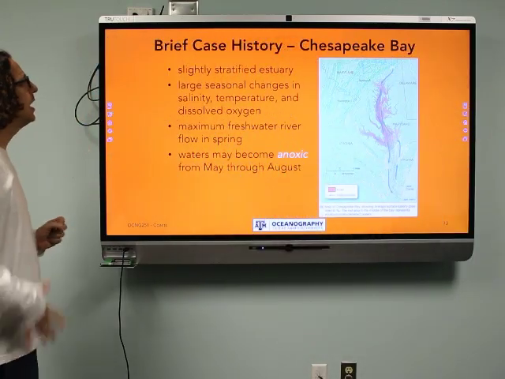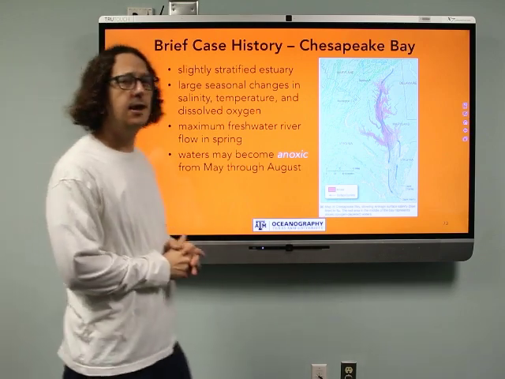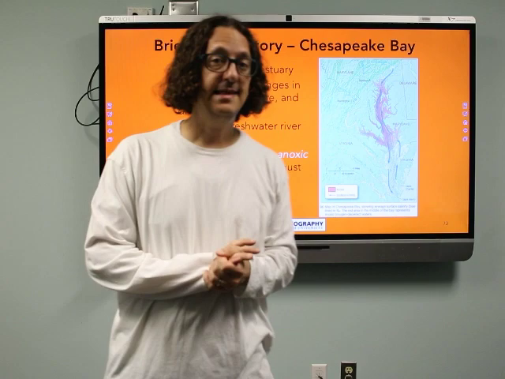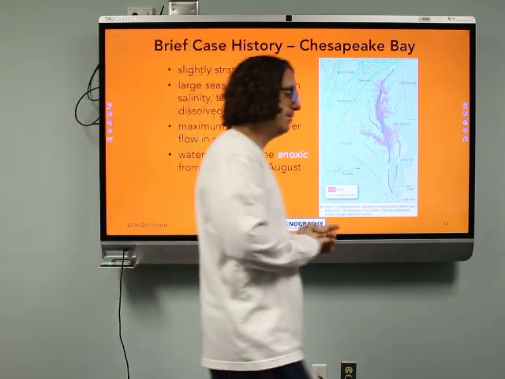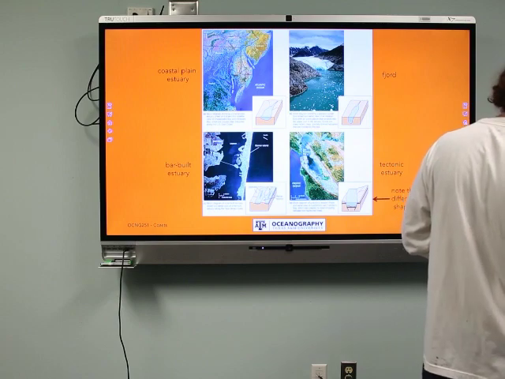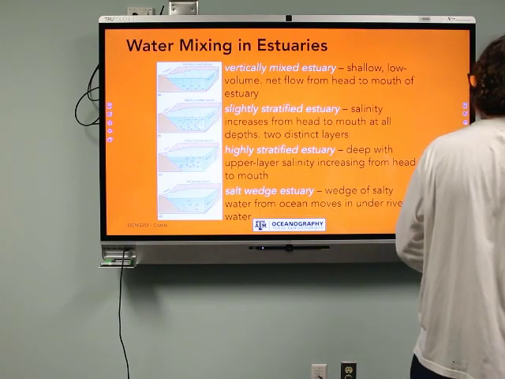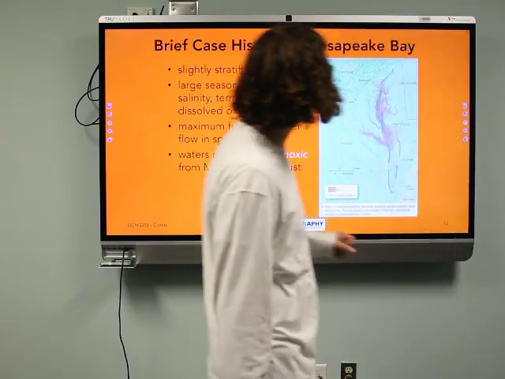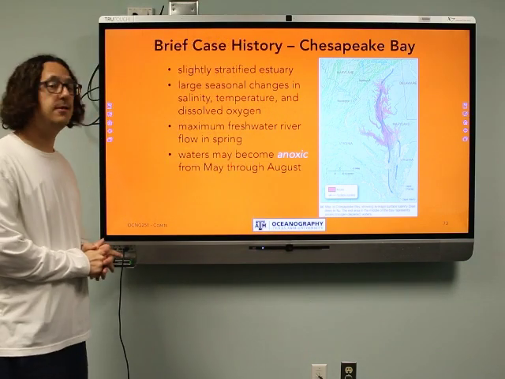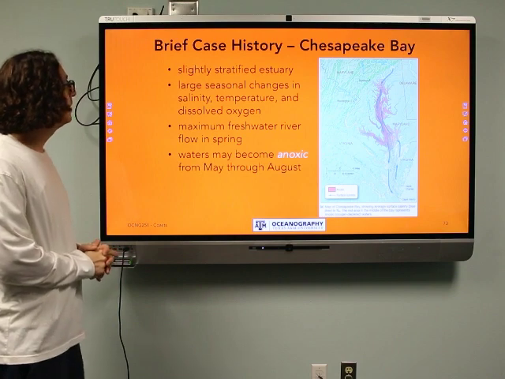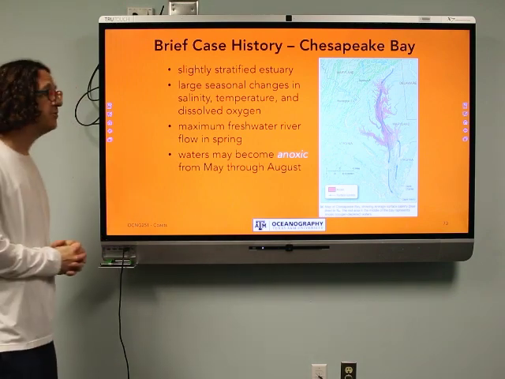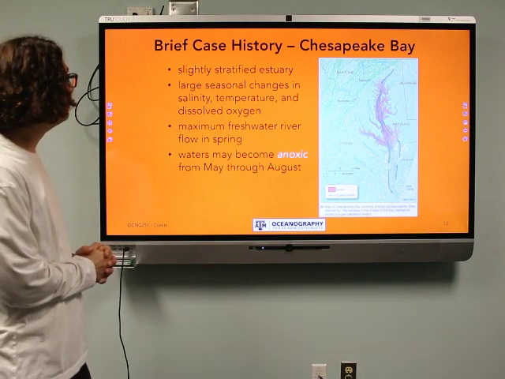So I want to give you a case history of one of these types of estuaries. So this is a bar-built estuary. I'm sorry, a coastal plain estuary. The type case for coastal plain estuary, Chesapeake Bay. It is slightly stratified and experiences large changes in salinity, temperature, and dissolved oxygen, which makes it pretty interesting scientifically.